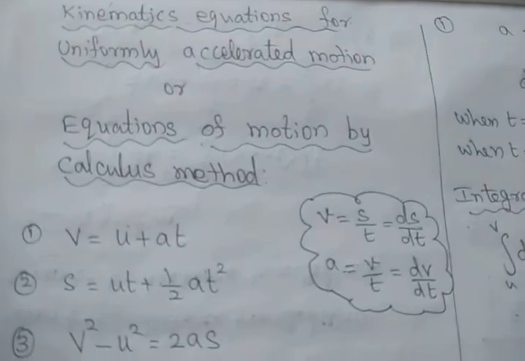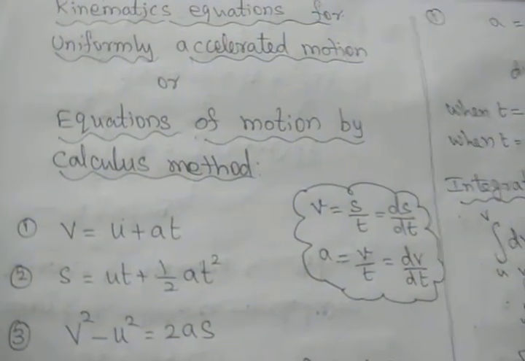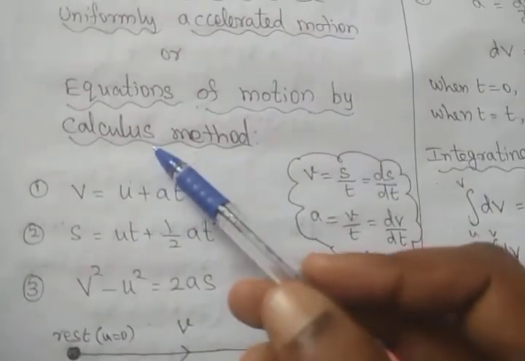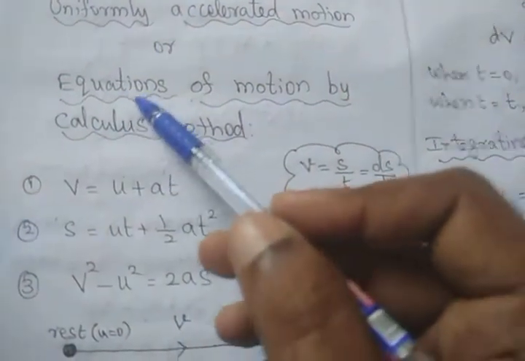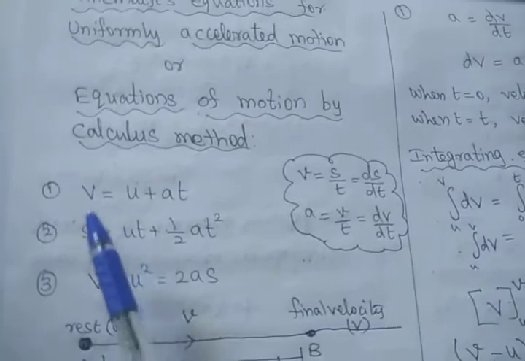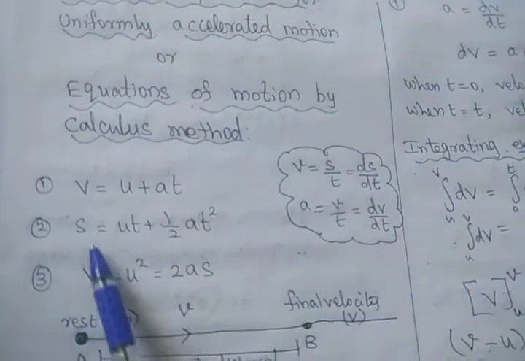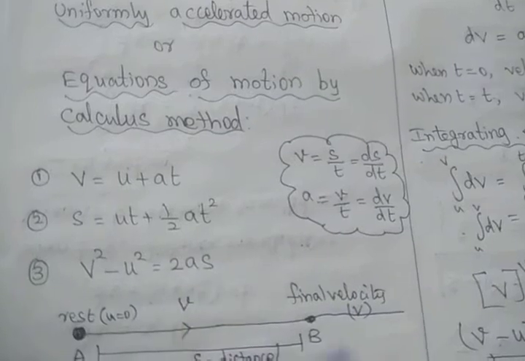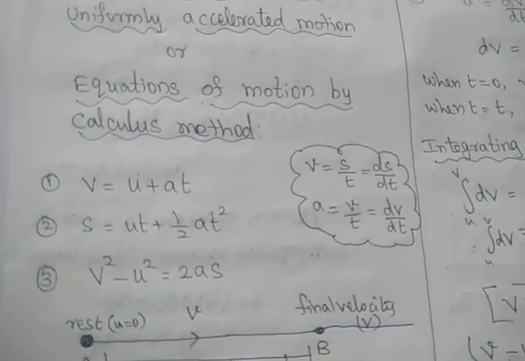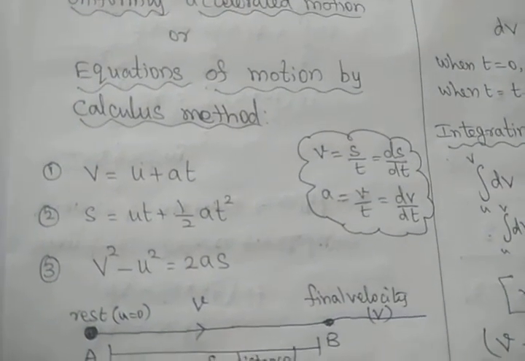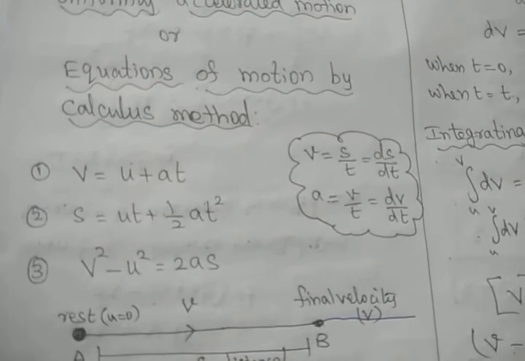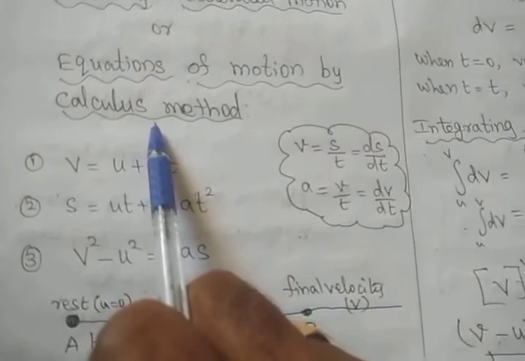For that purpose only, we learned differentiation and integration in previous videos. The equations of motion by Newton are V is equal to U plus AT, S is equal to UT plus half AT square, and V square minus U square is equal to 2AS. Dear students, we already studied these equations in 9th standard itself. Again, we are going to derive these equations using the calculus method.